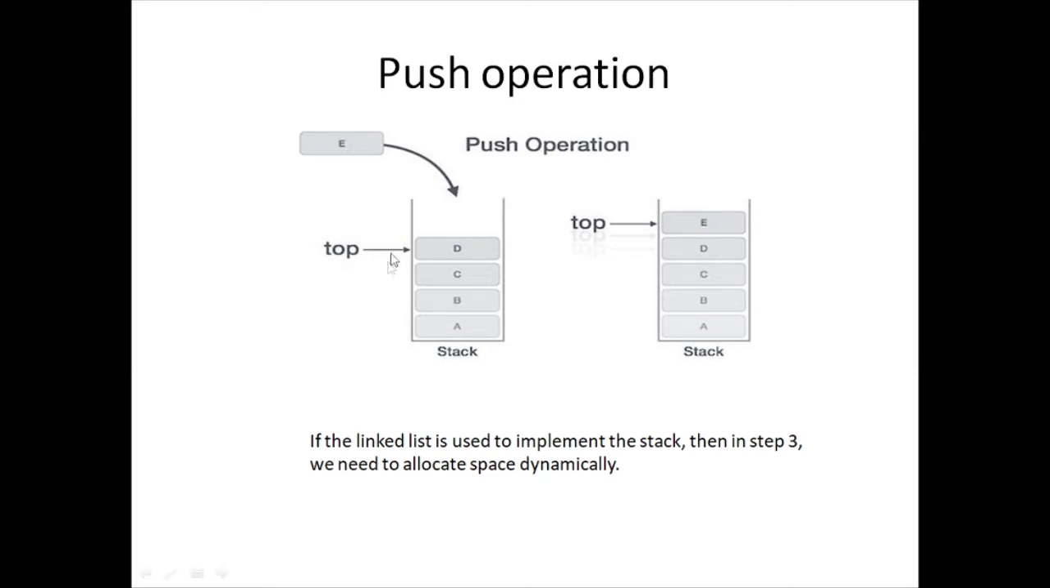So just like here, initially top is pointing to D. If we're going to add an element, we increase the value of top and then we place the element on that position where the top is pointing. So this is the visual presentation of what we have discussed on the previous slide. If a linked list is used to implement the stack, then in step 3, we need to allocate space dynamically. So what if we're using a linked list rather than an array? To create a new value, we have to allocate space dynamically, using the malloc function.